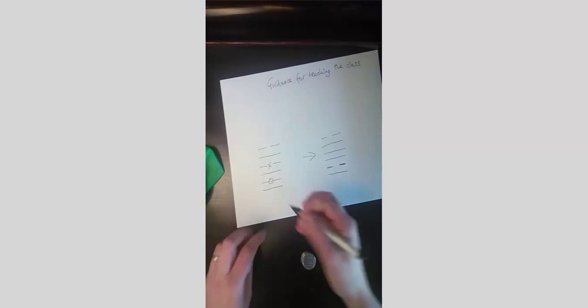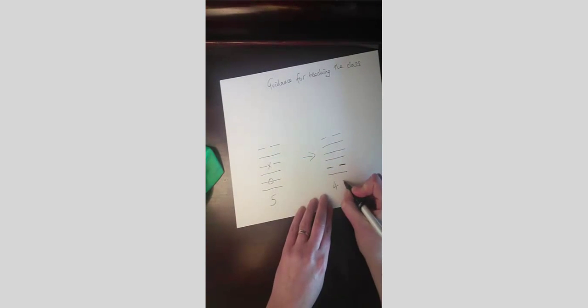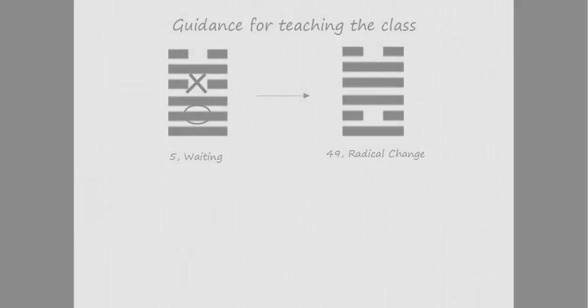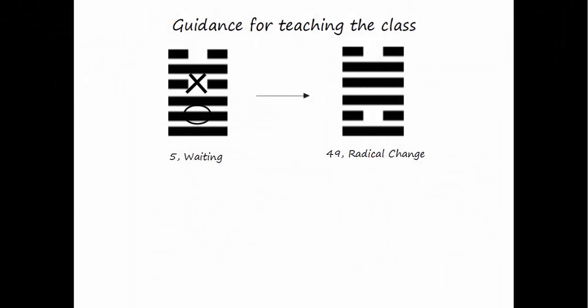I follow Stephen Karcher and call this the relating hexagram. We'll spend time in the class talking about what that means and how you can understand the two hexagrams together. So, I have primary hexagram 5 and relating hexagram 49. Next, in your I Ching book, you need to read the text that describes each hexagram overall, and also the text that describes the lines that are changing.